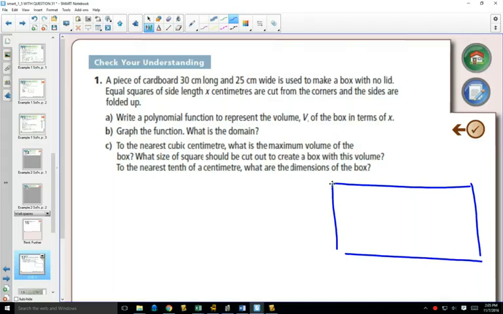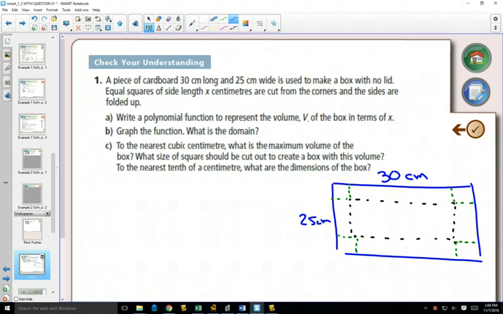We have 30 centimeters here, 25 centimeters here, and we're going to make a box by cutting out squares out of the corners. So these black lines will be our dimensions inside the box. Exactly what we did, but with different, nicer numbers as far as measurements go.